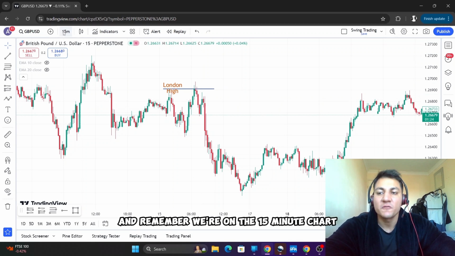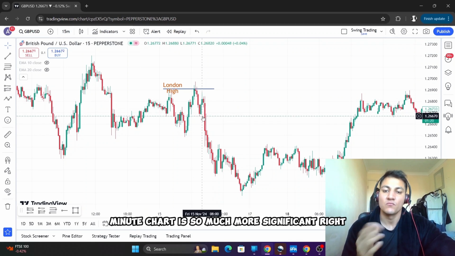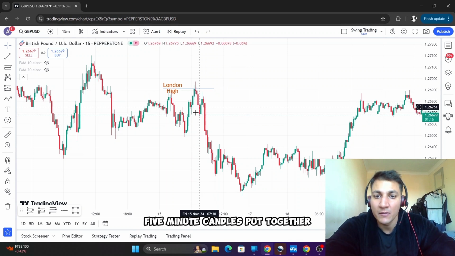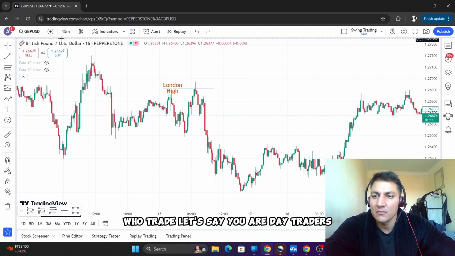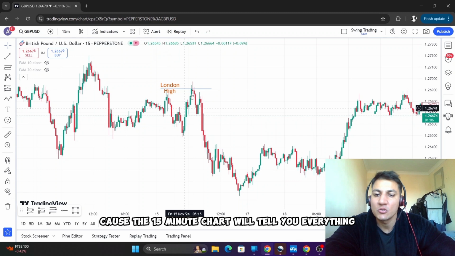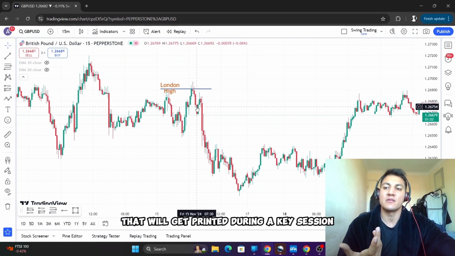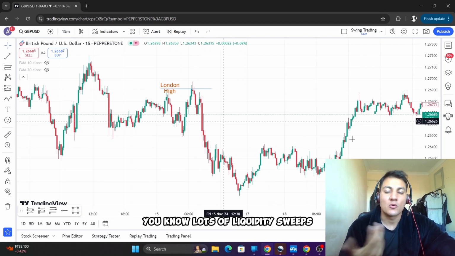And remember, we're on the 15-minute chart, because everything on the 15-minute chart is so much more significant compared to the 5-minute chart, because each candle is just three 5-minute candles put together. What that means is that smart money traders, let's say day traders, are going to look at the 15-minute chart, because it will tell you everything you need to know. And because there are only so many candles printed during a key session on the 15-minute chart, there isn't much time for lots of liquidity sweeps.